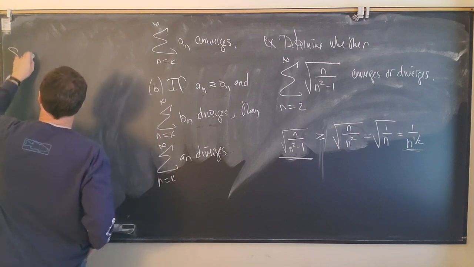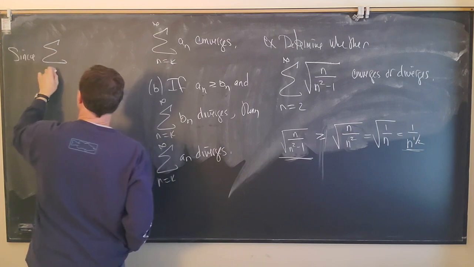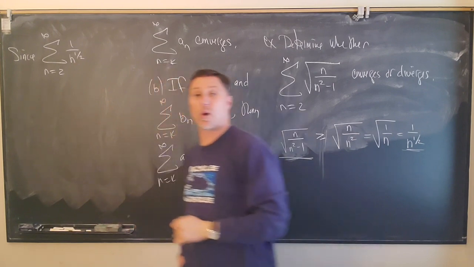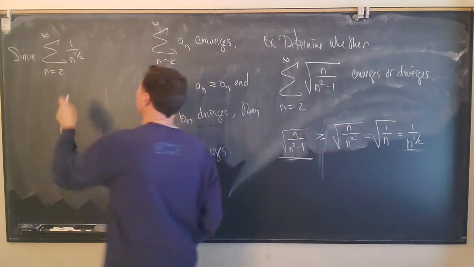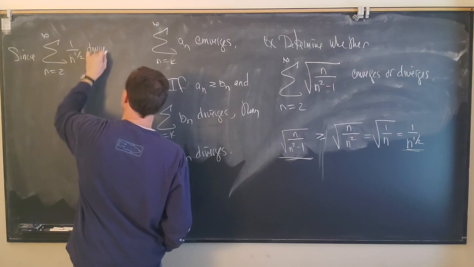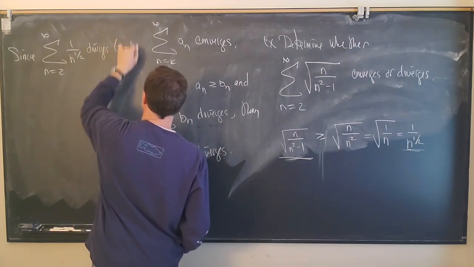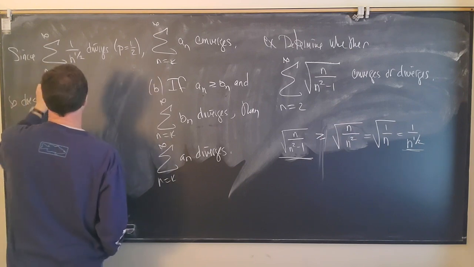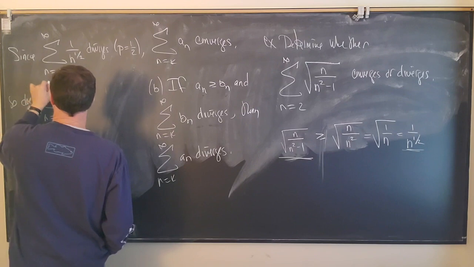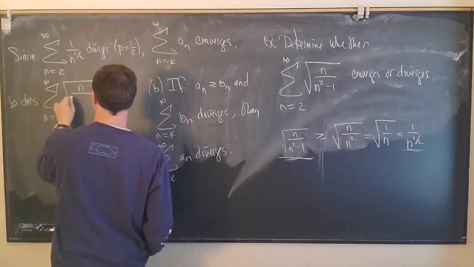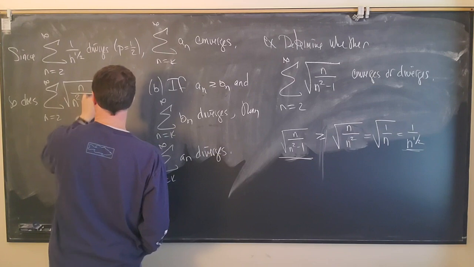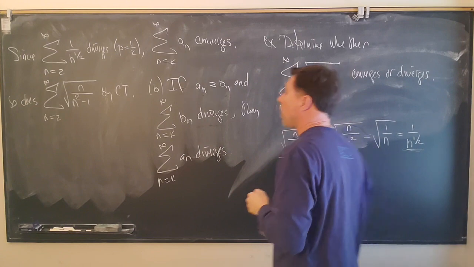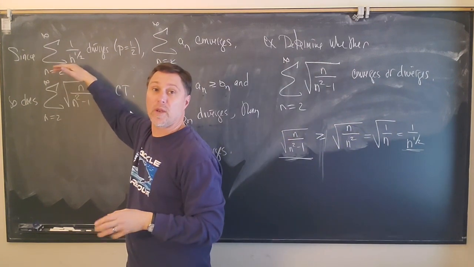Since the sum from n equals 2 to infinity of 1 over n to the 1/2 is a p-series where our p-value is equal to 1/2, that diverges. All right, so because we've got p equals 1/2, so does our original series, the sum of square root of n over n squared minus 1, by the comparison test. We showed that our series is bigger than one that we know diverges.